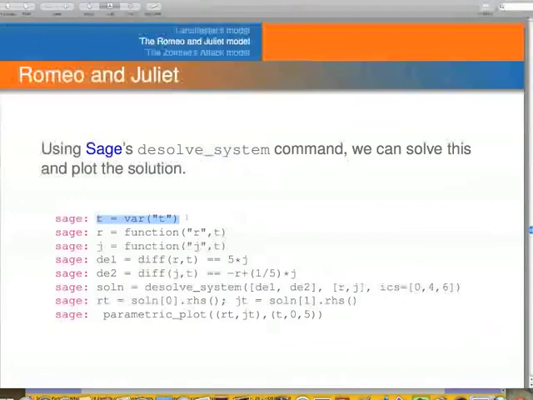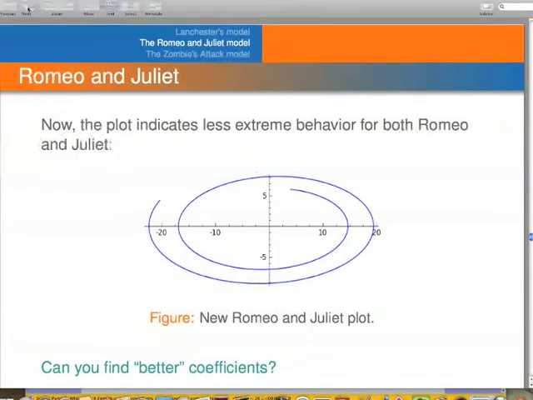You have your independent variable for the system of differential equations, and then the two dependent variables are declared as functions like this. And now you define your differential equations that occur in the system. Here they are. I just call them DE1 and DE2. And then you solve your system for your dependent variables subject to these initial conditions. And then you get a pair, you can read them off this way, it turns out. And then you can plot them. It's not so bad, less extreme behavior. But I challenge you to try to find better coefficients, and it's fun to play with that model.